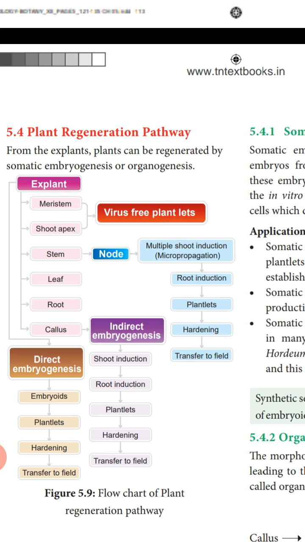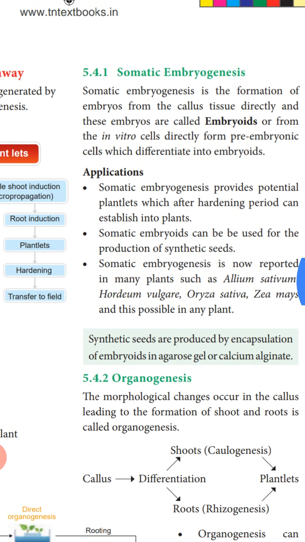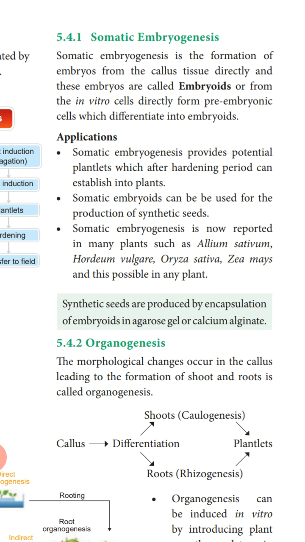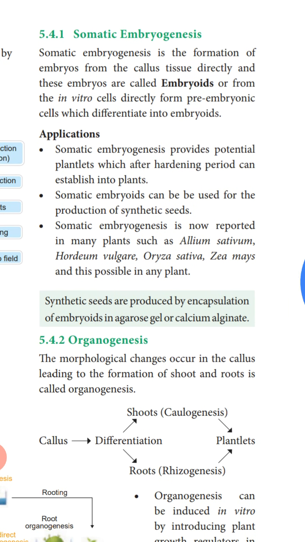So here we have studied that plants can be regenerated by somatic embryogenesis or organogenesis. Let's study what somatic embryogenesis is. Somatic embryogenesis is the formation of the embryo from the callus tissue directly, and these embryos are called embryoids. That is, if an embryo is developed directly from the callus, it is called an embryoid, and the process is called embryogenesis. Or these embryoids can be developed in vitro directly from pre-embryonic cells which differentiate into embryoids.